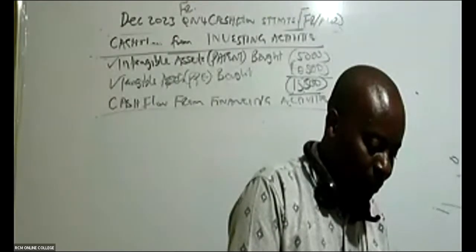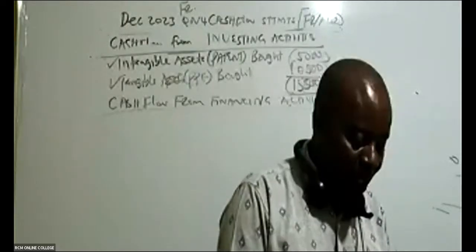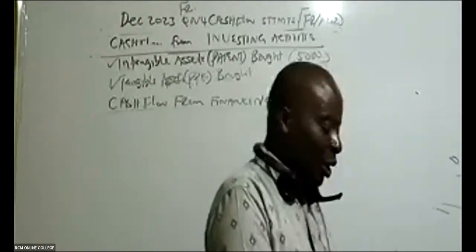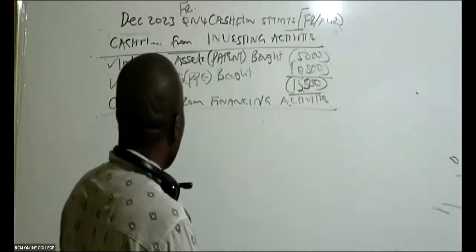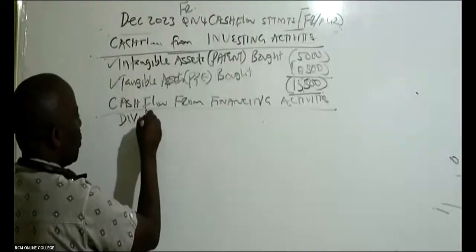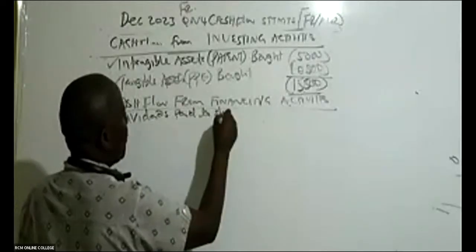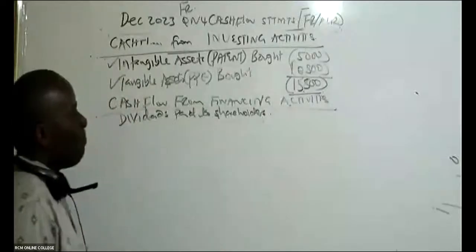Now, the financing I will not forget. It was Mzungu who taught me CCA financial reporting, and I've never forgotten what he told me about this financing. He told me that your biggest financiers are your shareholders. Give them dividends first. Dividends paid to shareholders.